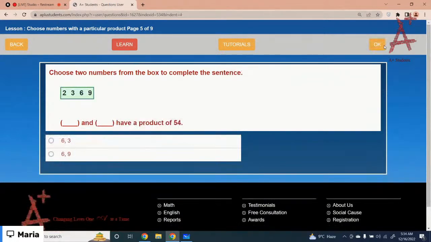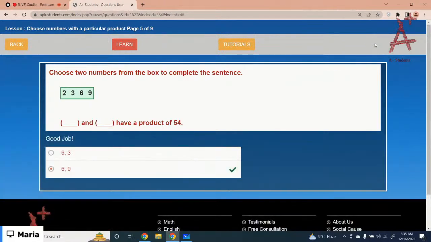Okay, the next one is choose two numbers from the box to complete the sentence. Dash and dash have a product of 54. Which two numbers when multiplied make 54? Yes, 6 times 9 is 54. Got it? So the correct option is 6 and 9, the second one. Just select the correct option, then click on the OK button.